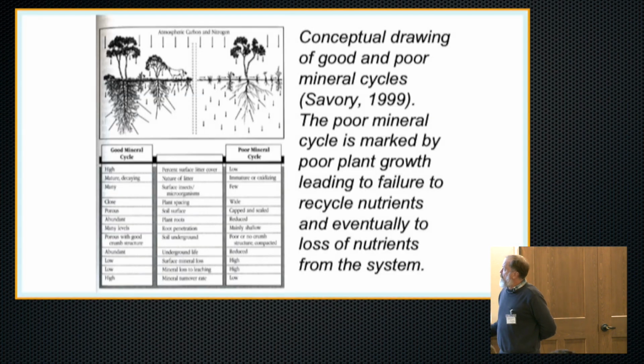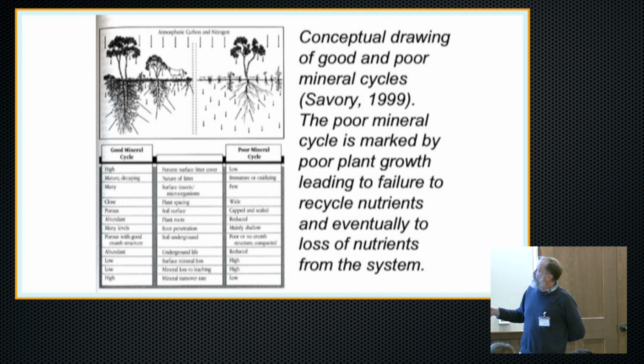Okay. So we have good and poor nutrient mineral cycles. This is from Allan Savory. I just took this picture out of his book, and he's got this as his example of a good one and a poor one. It's just conceptual, but in a system where you have lots of living roots, they capture nutrients from the soil, they bring them up to the surface, they concentrate them near the surface where your crops can get to them, and you don't have runoff.